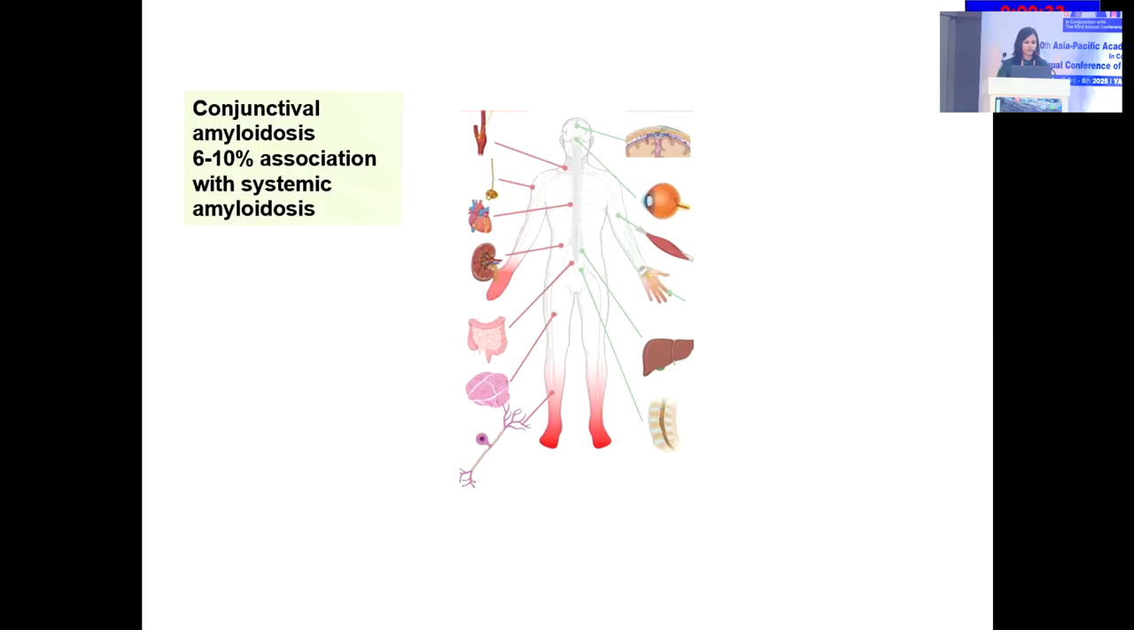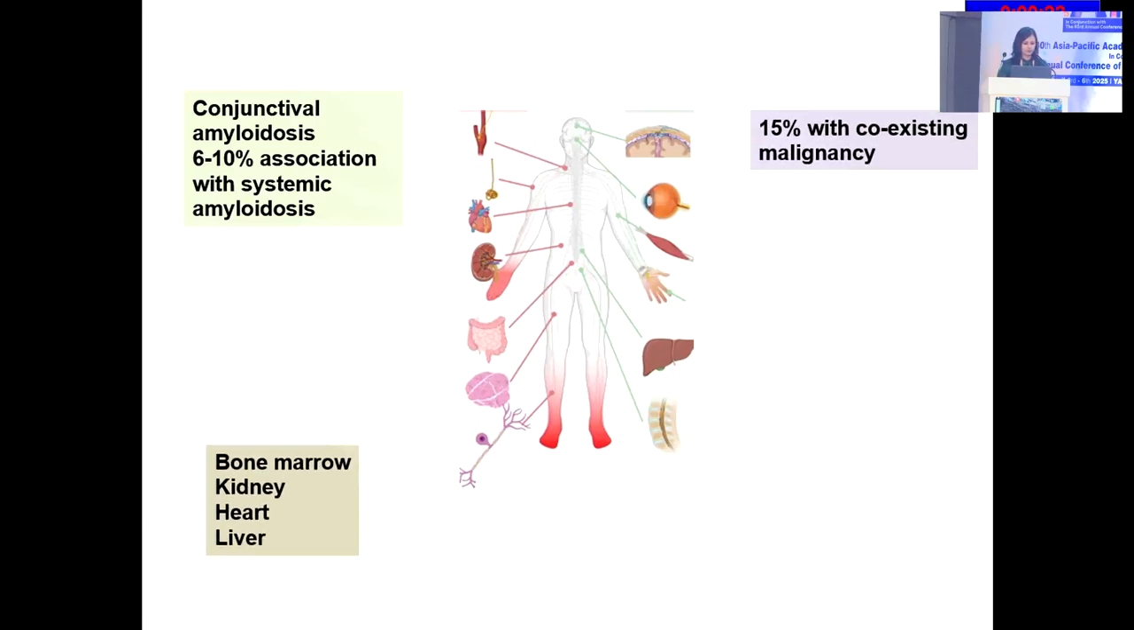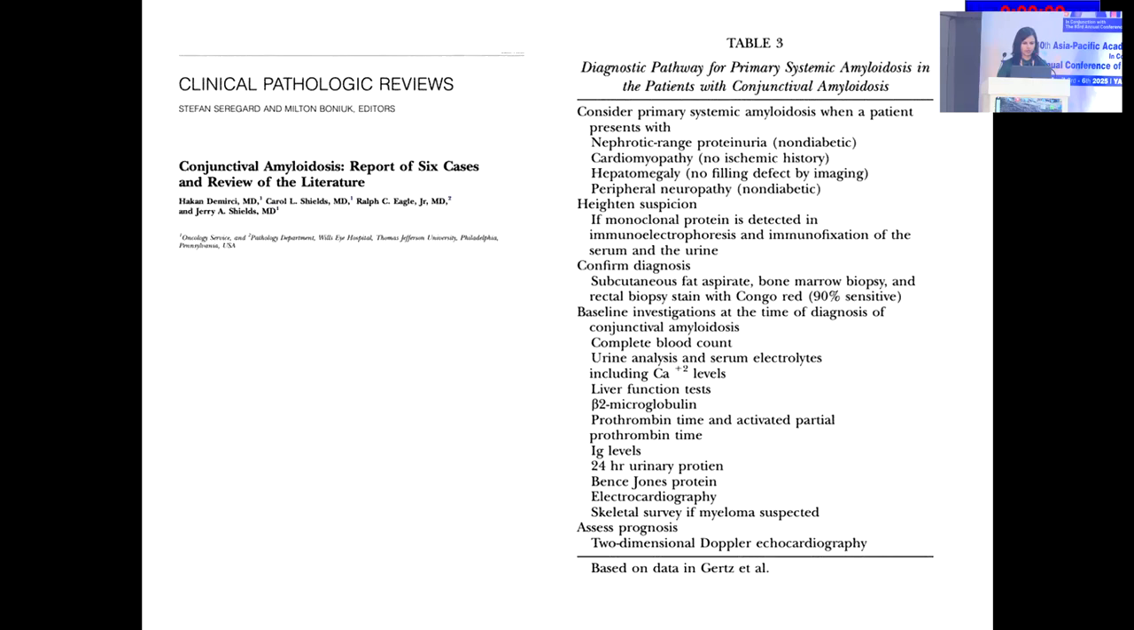What I would also like to highlight is, if a localized amyloidosis case is detected in your clinic, there is a 10% chance that it is associated with systemic amyloidosis eventually, and 15% with a coexisting malignancy like a lymphoma. On review of literature, I could find these are the most commonly involved organs, and if bone marrow is involved, it has a poor prognosis. But in our series, till now, with the median follow-up of 4 years, none had a systemic involvement.